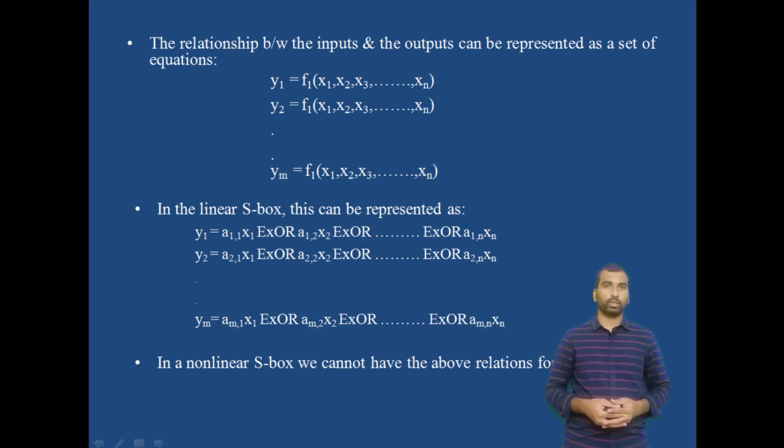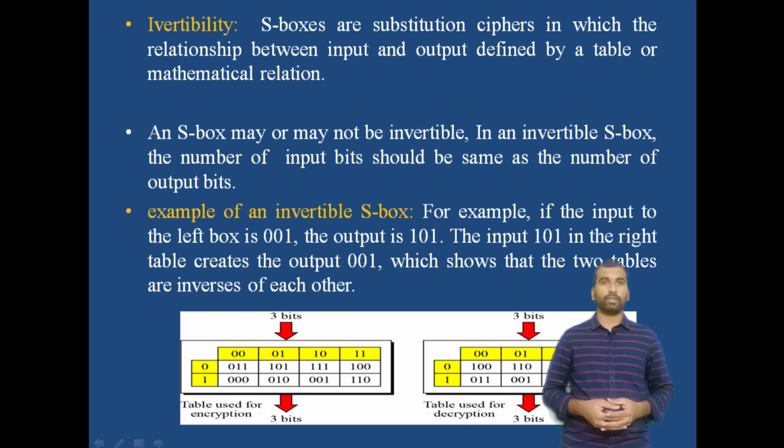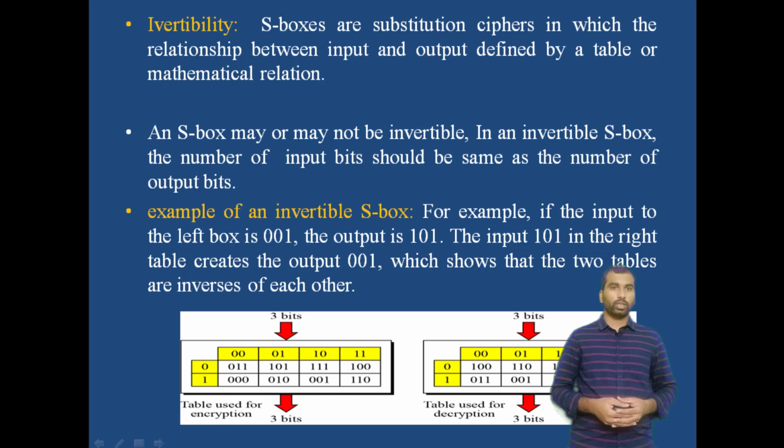The next one is invertibility. S boxes are substitution ciphers in which the relationship between the input and output is defined by a table or mathematical relation. You can see the diagram here with two tables. If the input to the left box is 0, 0, 1, consider the left diagram: 0 from the row and 0, 1 from the columns. The output will be 1, 0, 1.